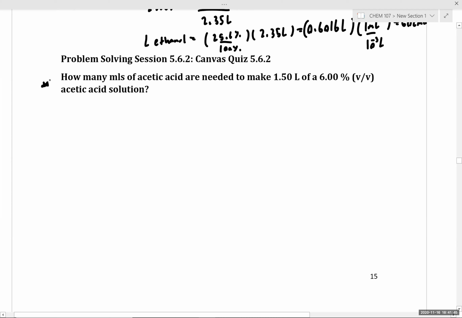I'd like you to answer the following question. How many milliliters of acetic acid are needed to make 1.50 liters of a 6% volume over volume acetic acid solution? We will discuss this example in about 2 to 3 minutes. And I'd like to see some questions and responses shared in the chat or verbally.